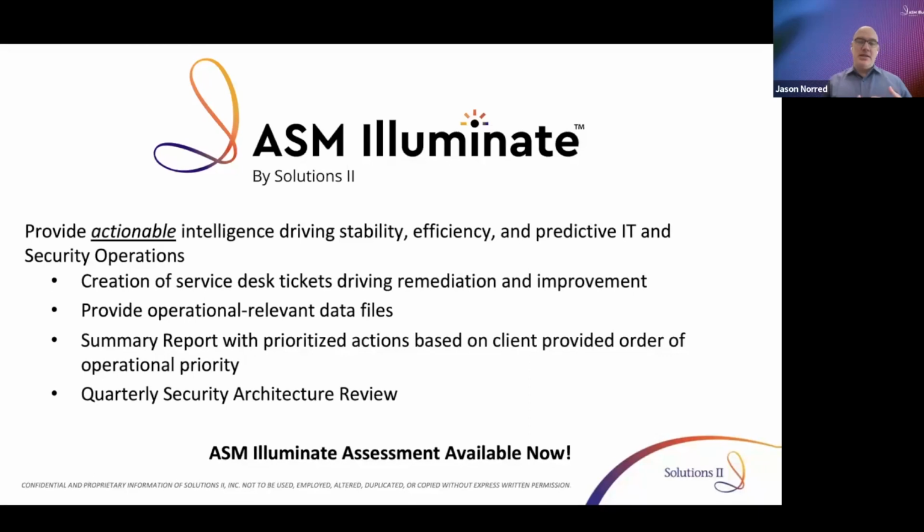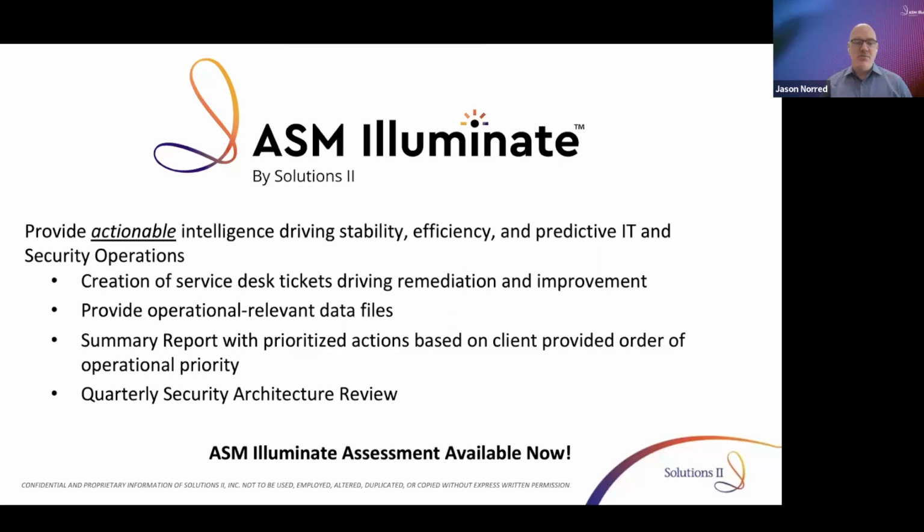If you'd like to look at ASM Illuminate in more detail, we are providing actionable intelligence to improve your overall security posture. We can facilitate creation of service desk tickets with specific actions to drive that remediation improvement with your IT ops. We can provide meaningful data exports out of your tools already correlated so that data is more meaningful, so that you're not occupying hours and hours of time building manual spreadsheets.